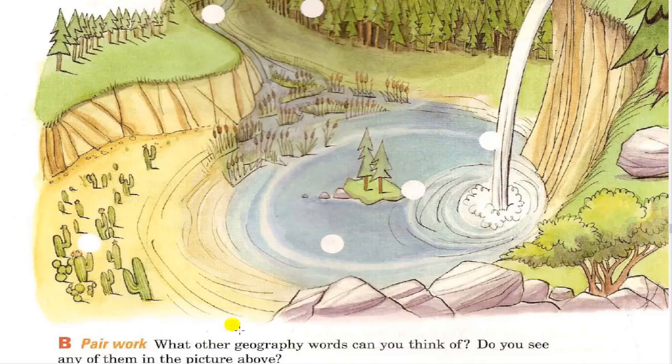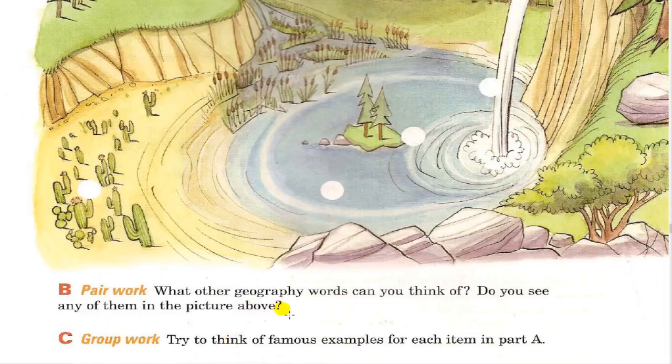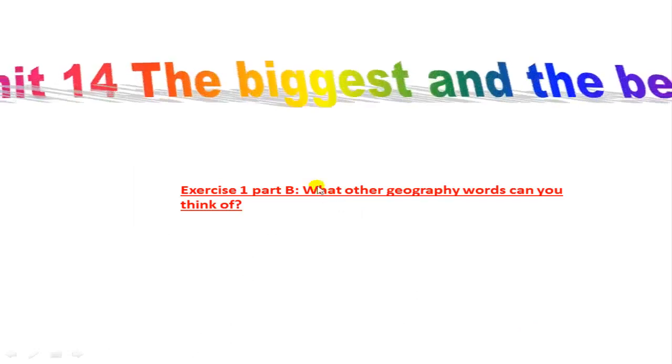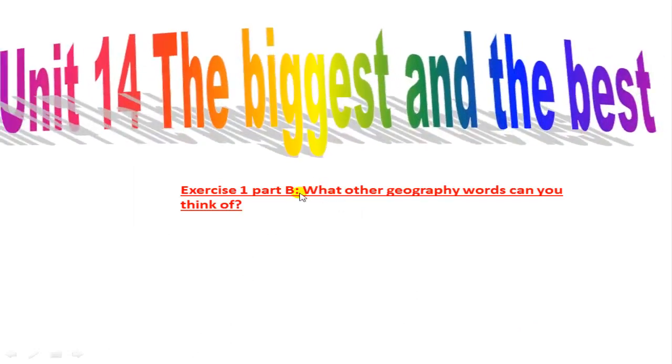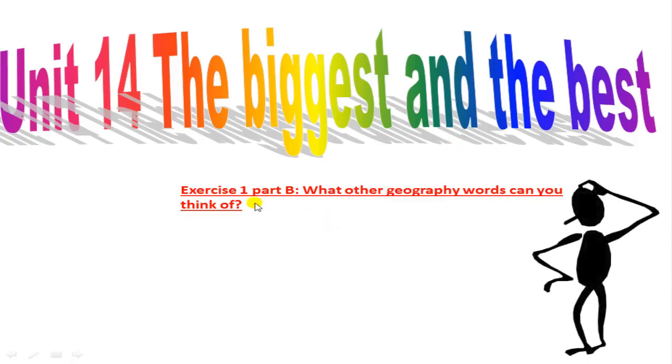So for number B, we will give you different words with their pictures. Unit 14, the biggest and the best. Interchange 1, Unit 14, 3rd edition. Exercise 1, Part B. What other geography words can you think of?